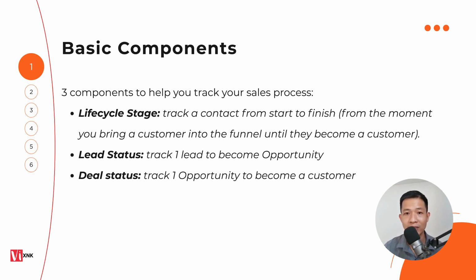Finally, there's the deal status, which tracks from the stage where you make an offer to the customer until you successfully close the deal or the customer decides not to buy anymore. At that point, we call it closed won or closed lost. Won means a successful deal, while lost means it didn't go through. So the deal status is used to monitor or track this. This tracks the process from when you make an offer to the customer until that lead becomes your customer.